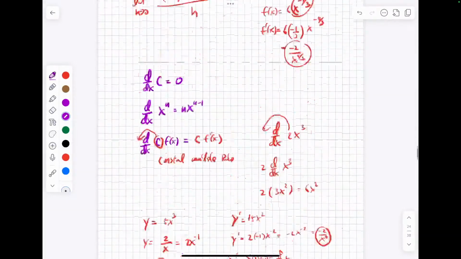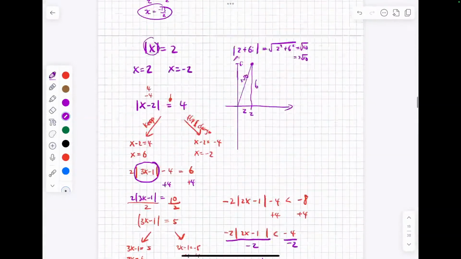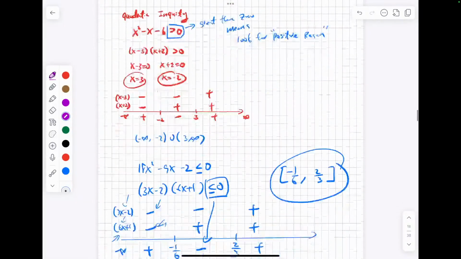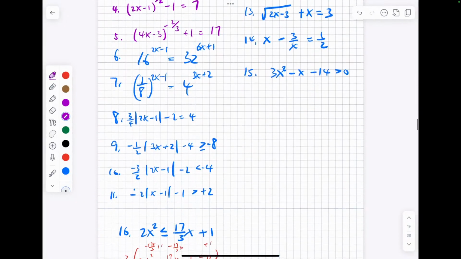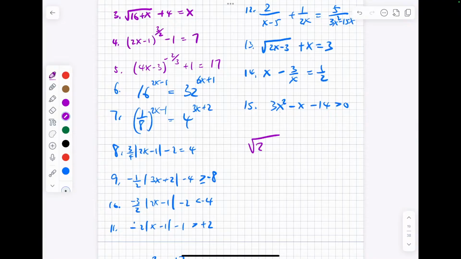Hold on, let me find it. 13 is the square root of 2x minus 3, plus x, equal to 3. Now, this particular question is on the test. What do you do first, Nicholas? Take out the x. Good. So the square root of 2x minus 3 equals 3 minus x. You move it to the right. Okay, what do you do next?